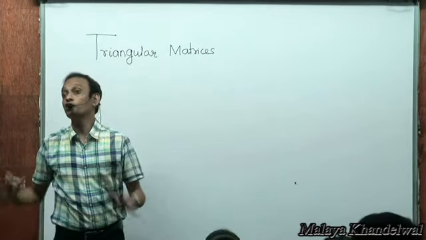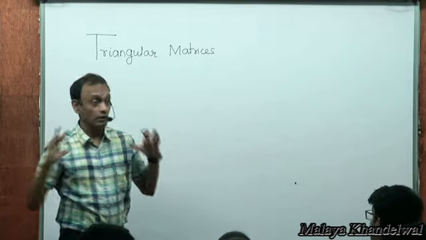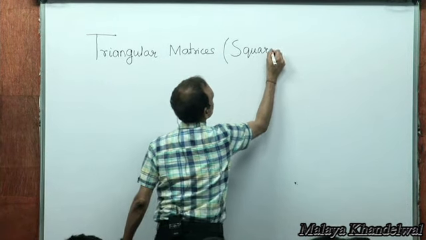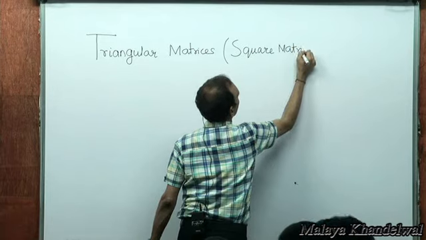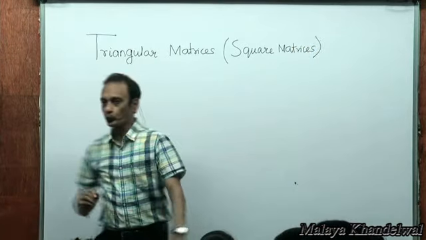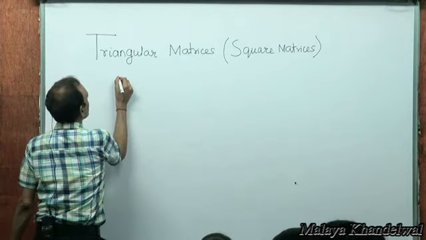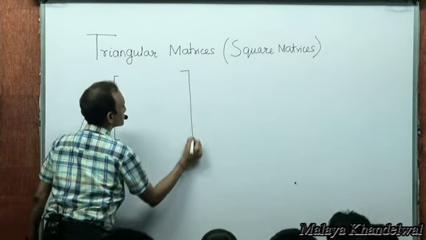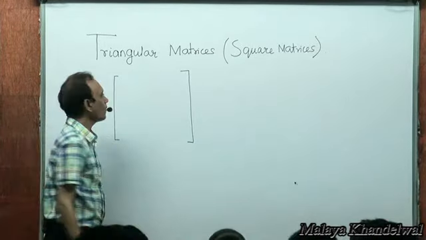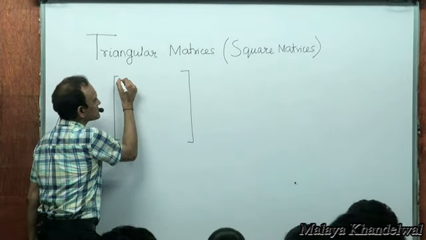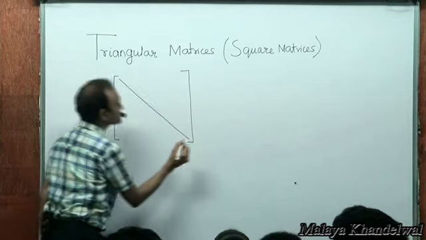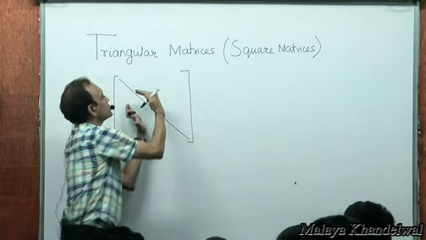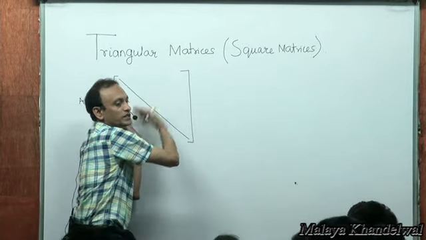This is defined for square matrices, order n by n. We define triangular matrices only for square matrices. See, if I have a square matrix, it has a diagonal element, right? This is a square matrix A. It has a diagonal which divides elements equally on two sides of the diagonal, right?